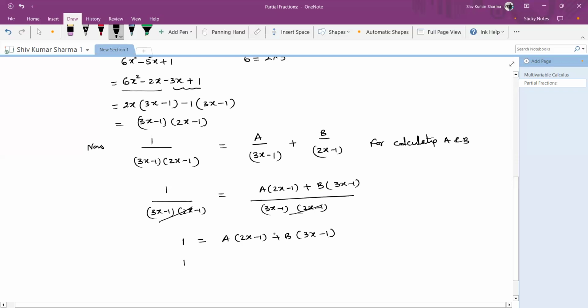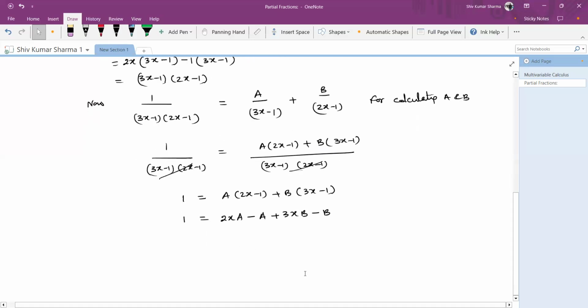We can write this as 1 is equal to 2x into a minus a plus 3x into b minus b. We know one thing: we write down the equations by equating the coefficients of x and the constant on both sides.